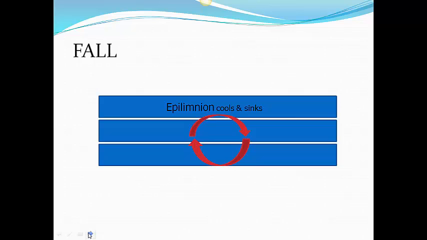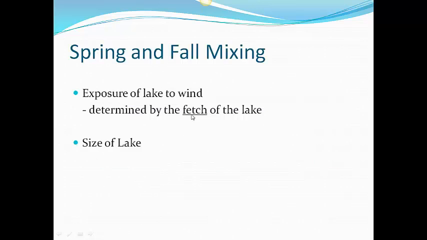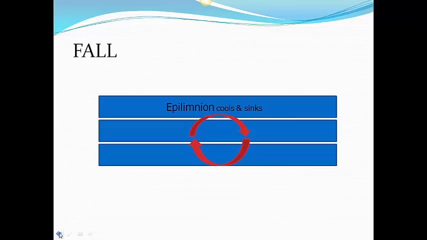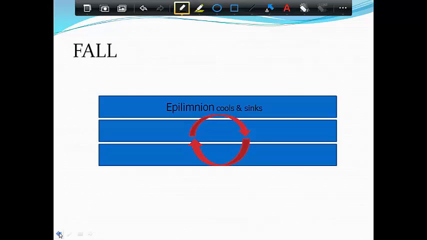So if we've got that epilimnion at the very top, remember that's that warm layer, and now we hit the fall, that epilimnion is going to get cooler. Okay, so the epilimnion is going to get cooler, and remember what happens to cooler water? As it approaches 4 degrees Celsius, it's going to sink.